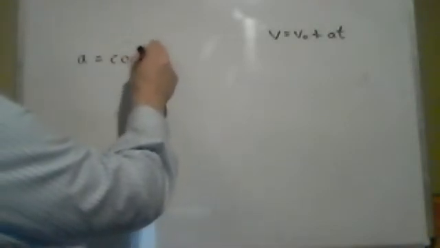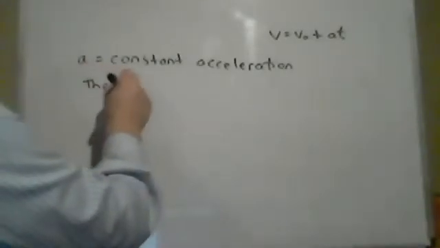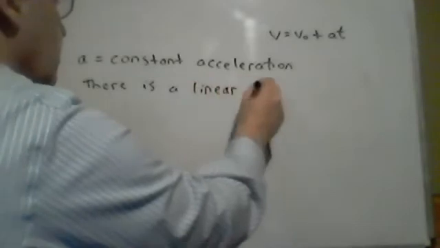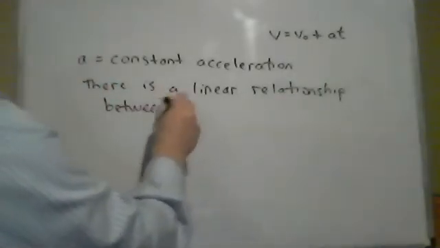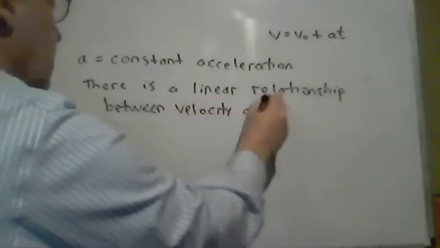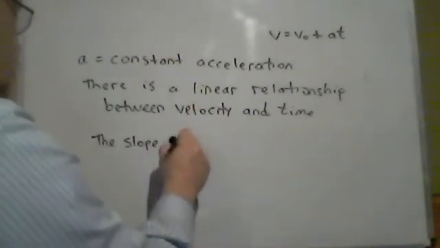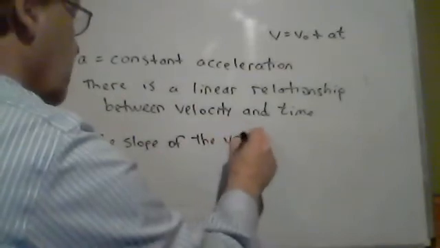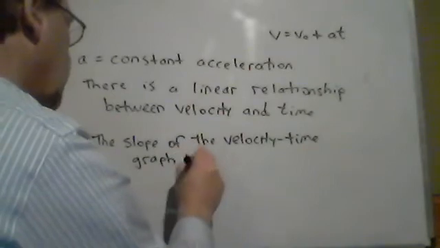And so we say that v equals v naught plus at. If the acceleration is a constant, then the velocity is linear, right? So again, a is constant acceleration. There is a linear relationship between velocity and time. And the slope of the velocity time graph is the acceleration.